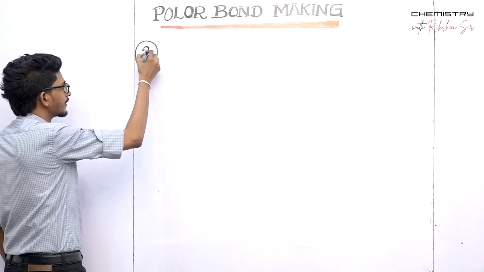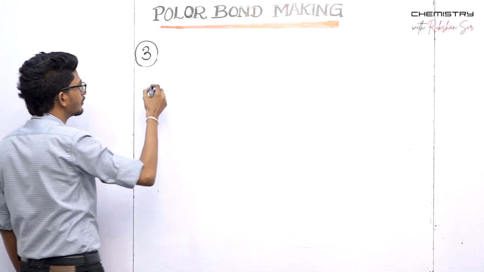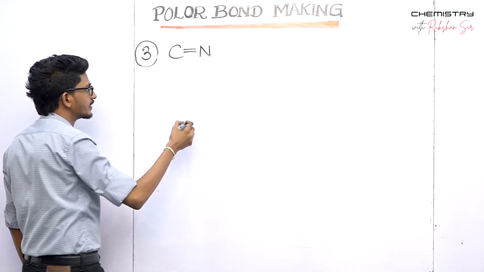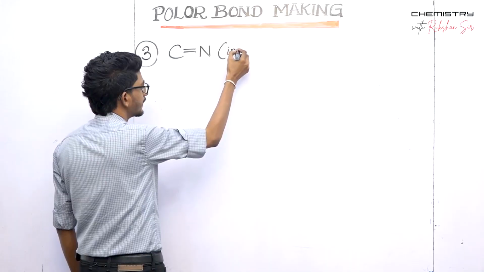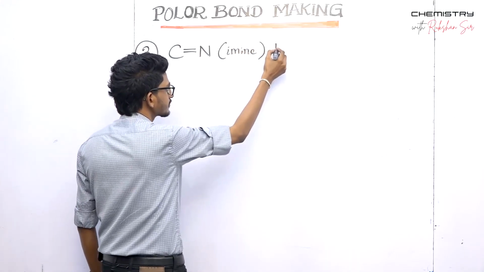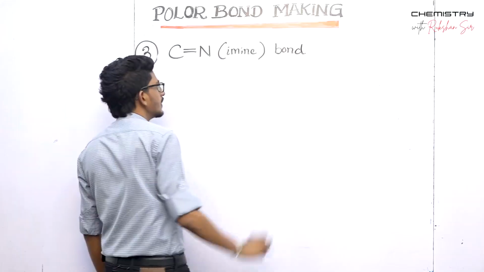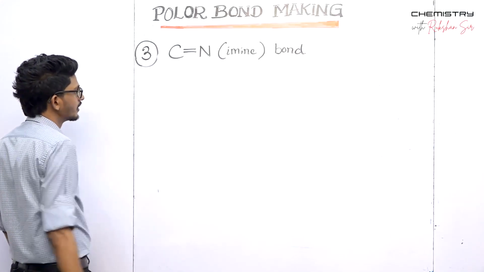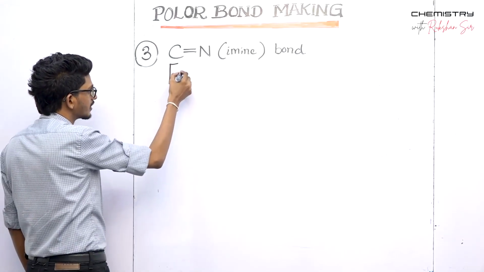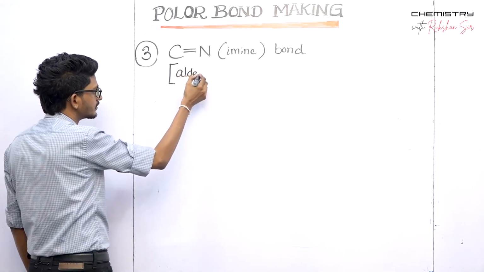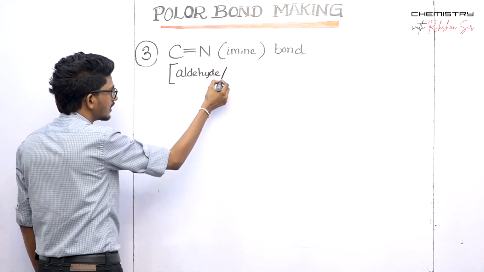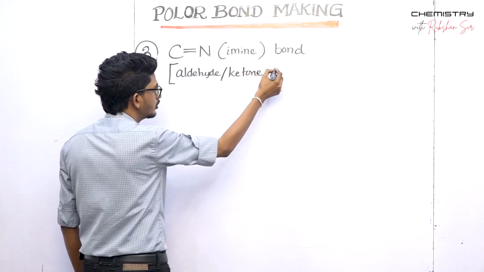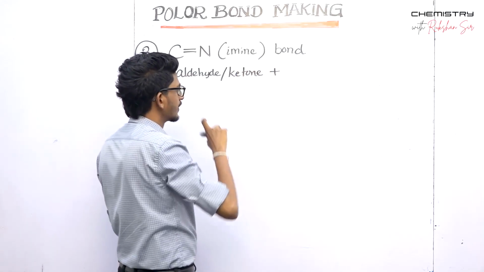This is polar bond type 3, the imine bond, where you see this kind of a carbon nitrogen double bond. It's referred to as an imine bond. Let's discuss how to make this one. Basically, to make this imine bond, you are supposed to use an aldehyde or a ketone.